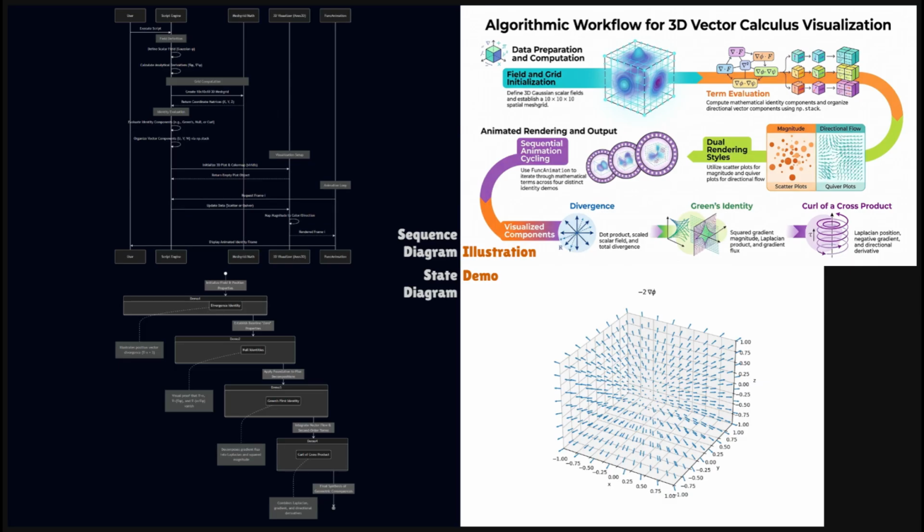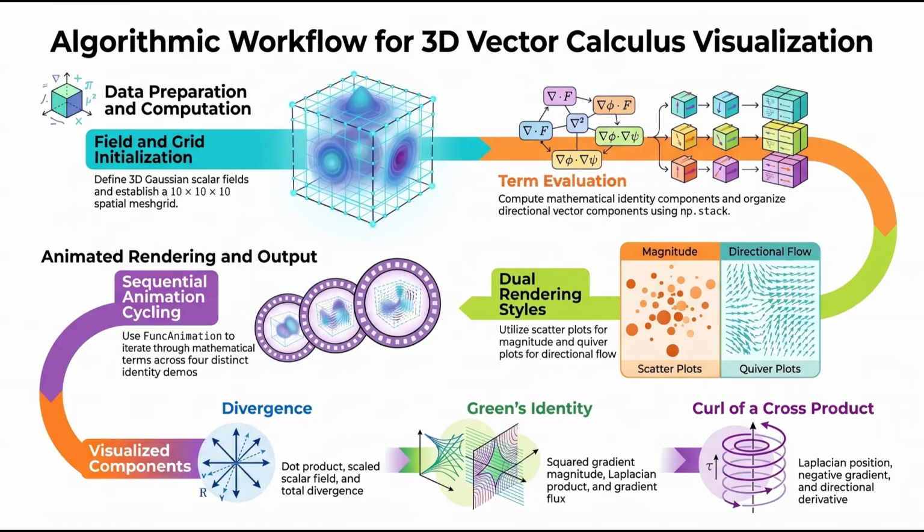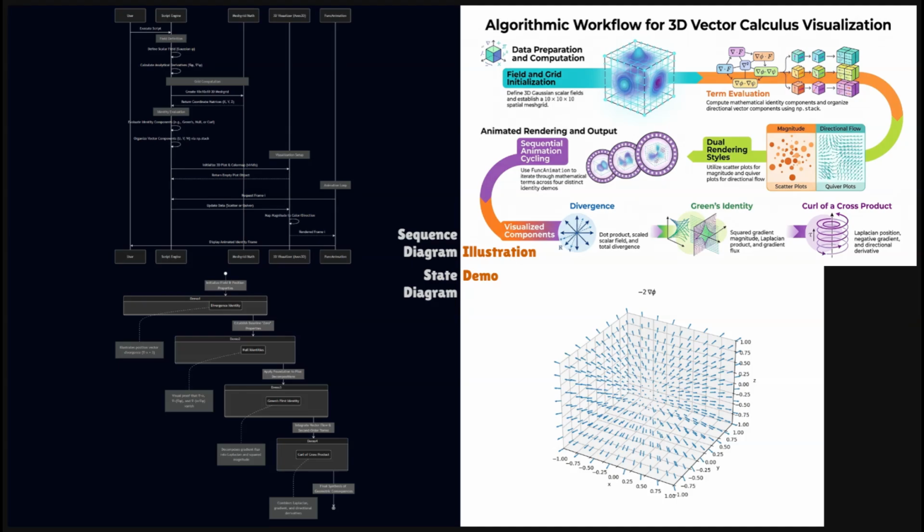The technical execution. Sequence diagram. While the state diagram explains why the demos follow a certain order, the sequence diagram outlines the precise algorithmic steps taken to translate the derivation sheet into a visual experience.